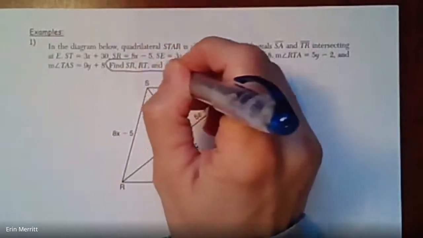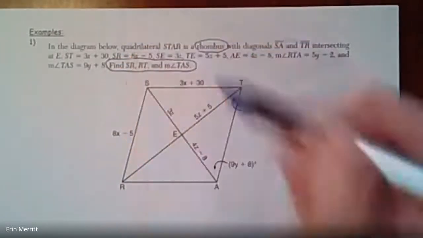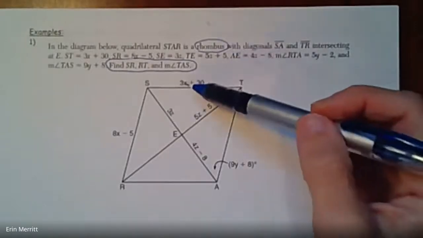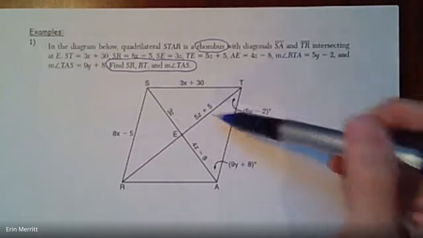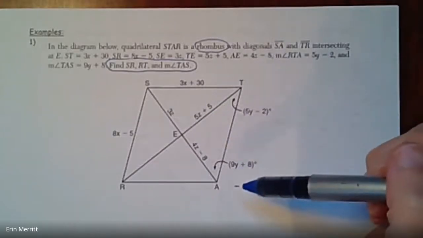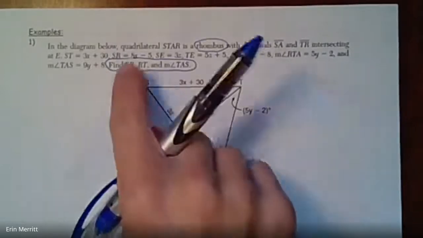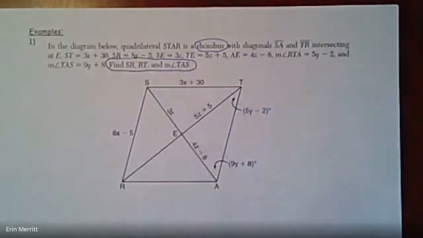RT and angle TAS. All right, if you look at the picture and take a second here, there are different variables. We've got X's in here, we've got Z's in here, we have Y's. So basically, you're going to have to solve for each of those to be able to solve for those three things that they want up here.